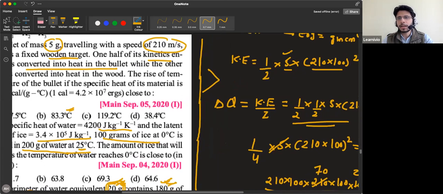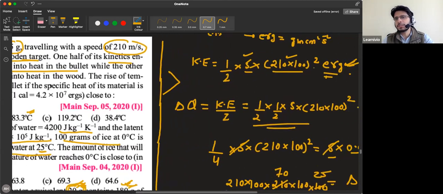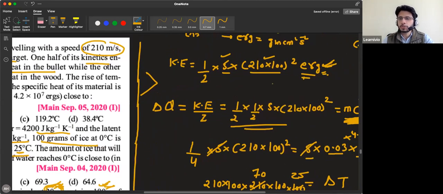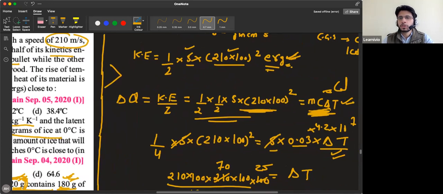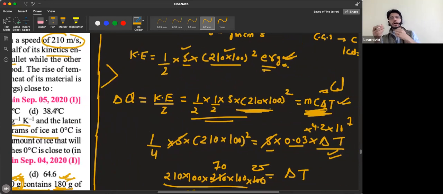So mass is in grams, so I can take velocity in CGS. So I get your kinetic energy into work. The heat energy is half of the kinetic energy. So the half of this is the heat energy. Now, half of the kinetic energy gets converted into heat.